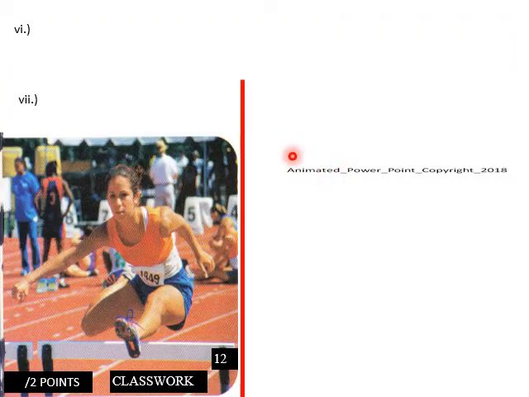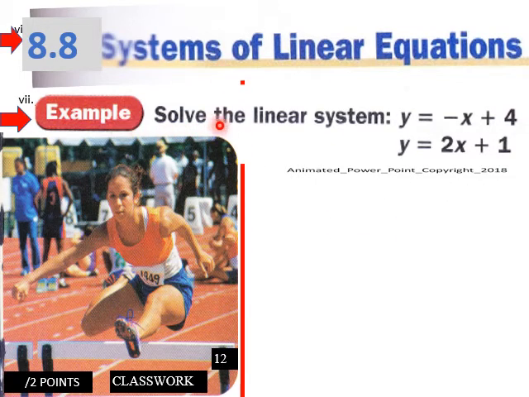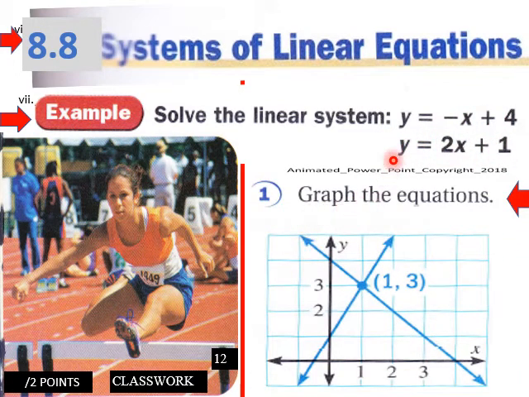On to our next section here, which is 8.8, systems of linear equations. Solve the linear system. Y equals negative x plus 4, and then y equals 2x plus 1. So we need to solve this linear system here. And to do that, we graph both equations here. This got a positive slope, so you know it's 2x plus 1. Here's our y-intercept. This is our negative slope, so we know it's negative x plus 4. Here's our y-intercept for that one. And where they intersect is at 1, 3. When x equals 1, y equals 3. So there's your solution for this system.